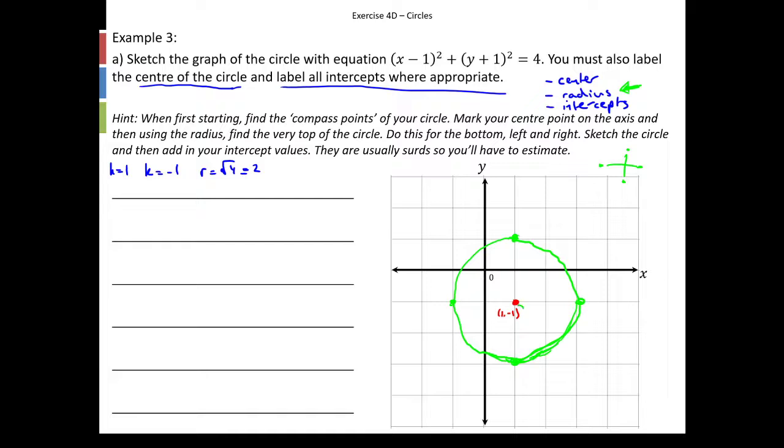So all you do, draw a line out, put a little arrowhead. That gives you a sense that all those points are a radius of 2 away from it. And the last thing left is to find the intercepts. So let's at least mark them.